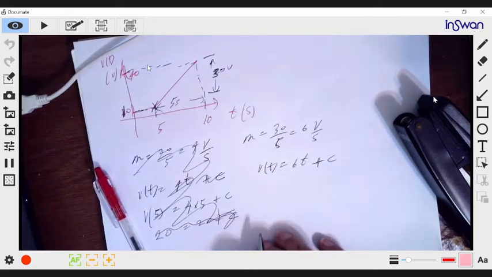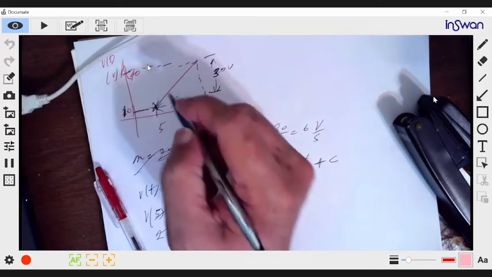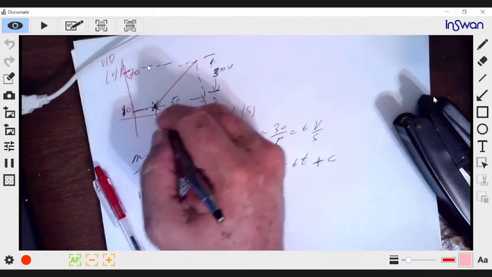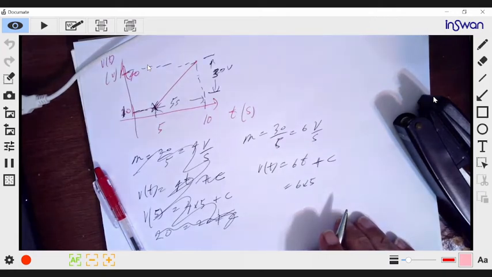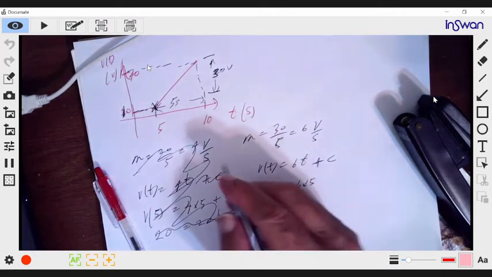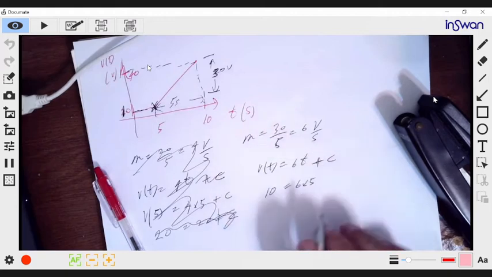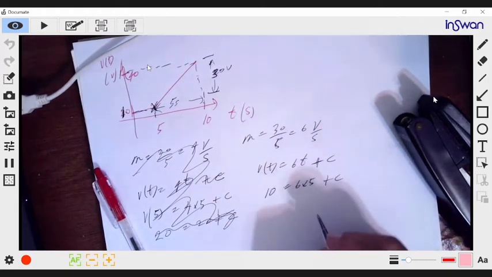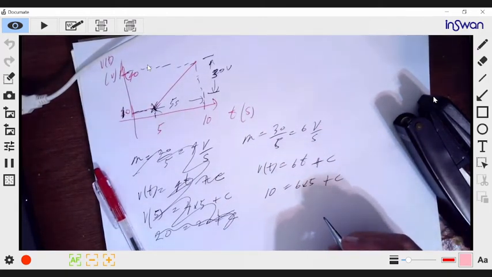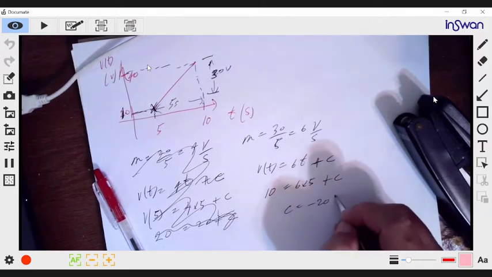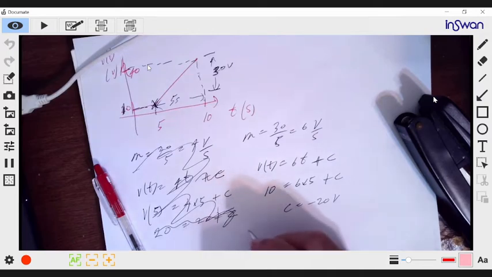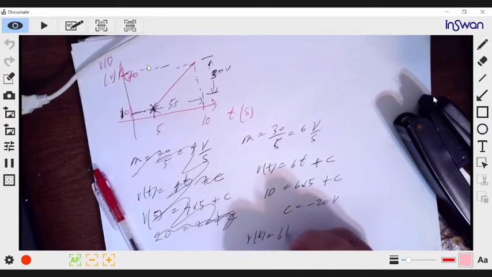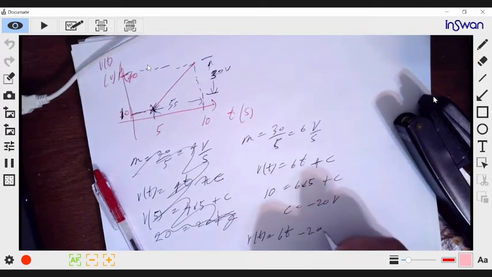So let's take one point. This point right here is t equals 5, and V of t equals 10, so 10 equals 30 plus c. So c equals negative 20. So V of t then equals 6t minus 20 volts.